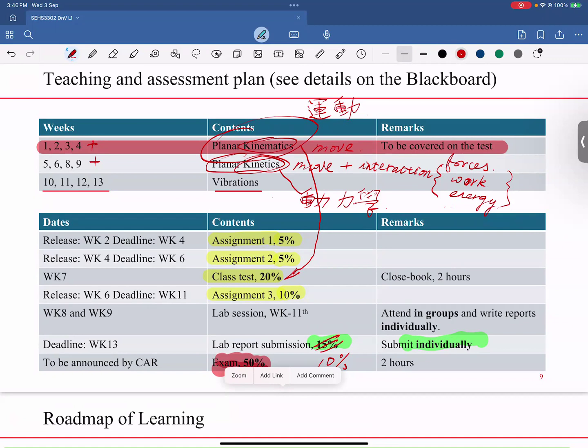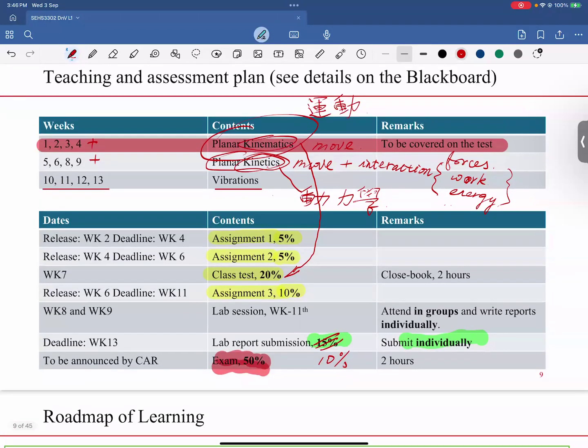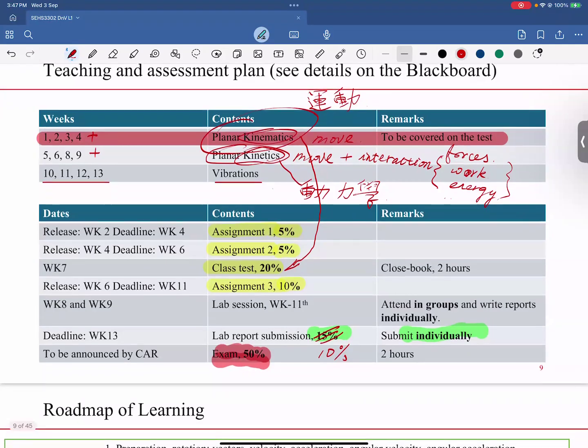Okay. So for the CA, we just have one test, and it will be 20%. Every test and examination is closed book, but you will be provided a sheet with the necessary equations and formulas on it. Okay. No need to remember everything. So the difficulty of this subject is not memorizing. It's about analyzing.